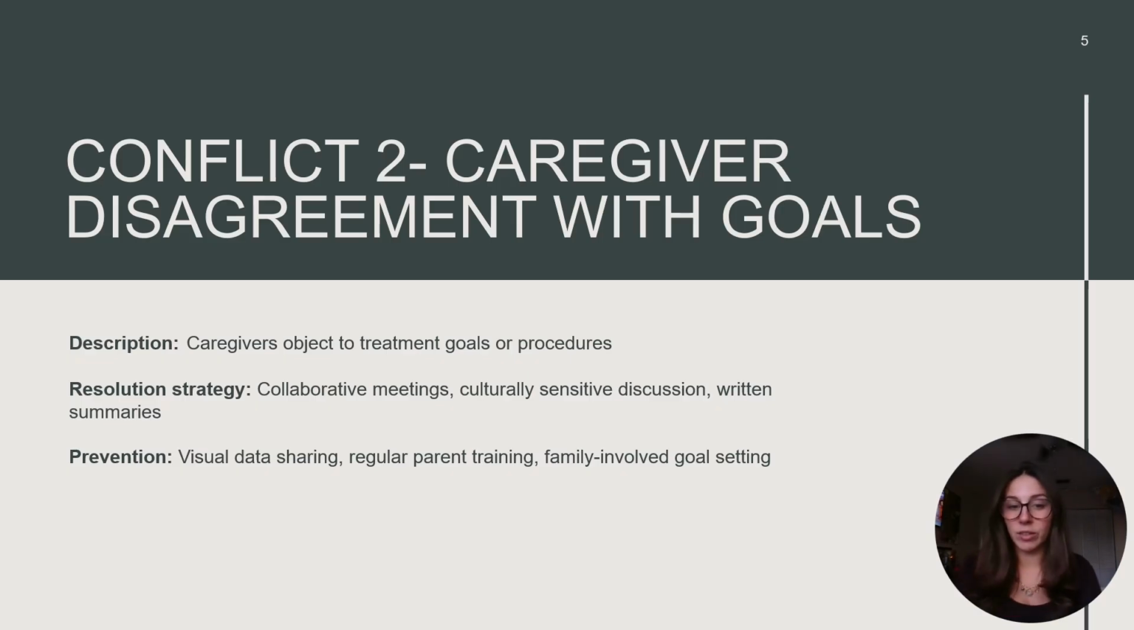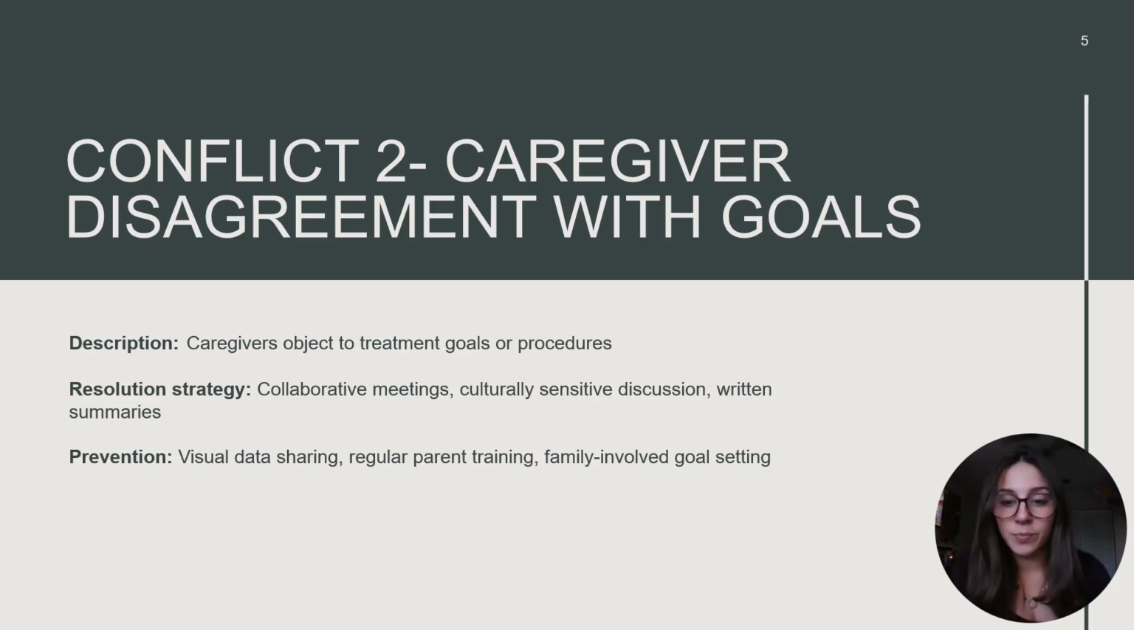Conflict two, caregiver disagreement with goals. Sometimes parents will push back on treatment goals or procedures, especially things like extinction or wait programs. As an RBT, your role is not to convince or debate, it's to remain calm and report the concern. Your BCBA or your supervisor will know what to do. Avoid getting pulled into emotionally charged moments. Your BCBA will handle this with data, collaboration, and sensitivity. But it starts with you documenting and communicating it clearly so that we're able to fix that issue.